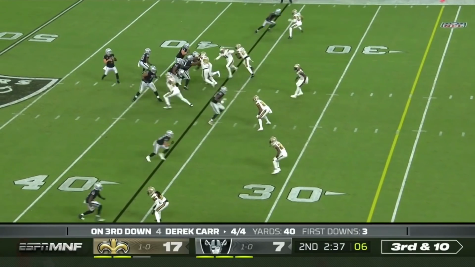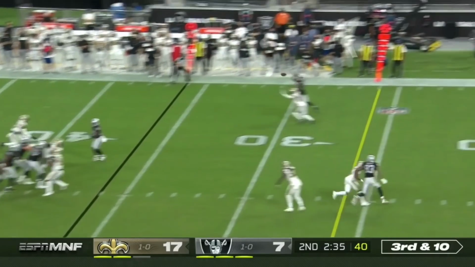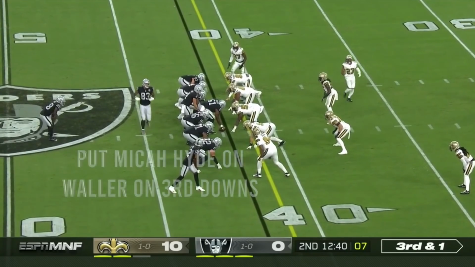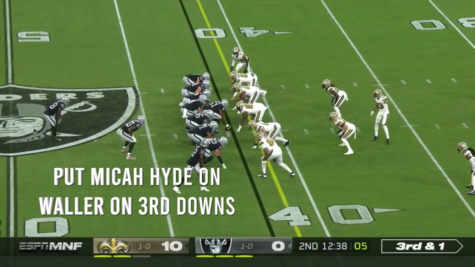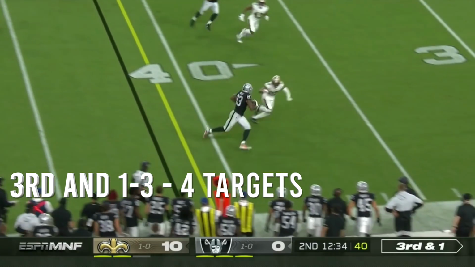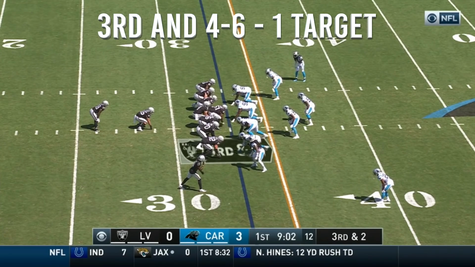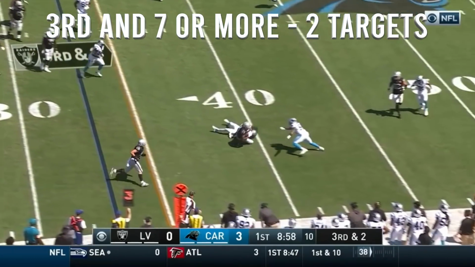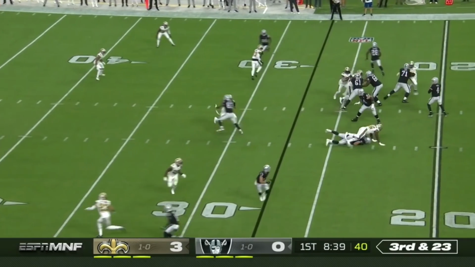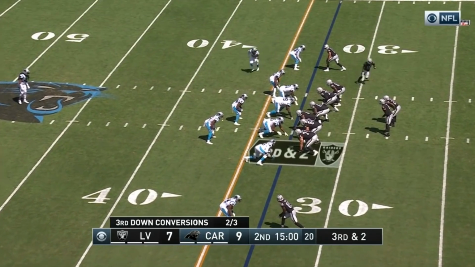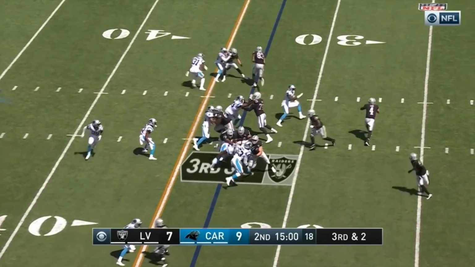And given the injuries to Bryan Edwards and Henry Ruggs, the market share of targets on these crucial downs will likely go to Waller. Waller has 7 targets on third downs and has converted first downs 80% of the time. 4 of those targets came on 3rd and 1 to 3, 1 on 3rd and 4 to 6, and 2 on 3rd and 7 yards or more. He has yet to convert a first down on 3rd and 4 yards or more, doing most of his damage when the Raiders are in 3rd and short. That isn't to say that he isn't capable of doing it though.